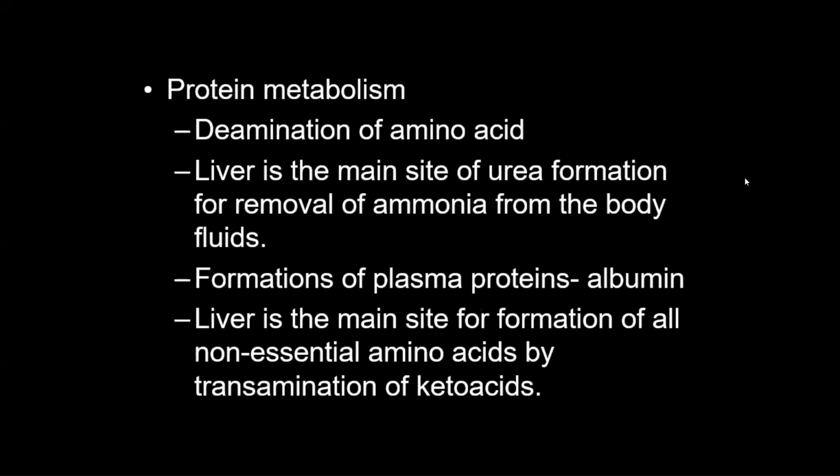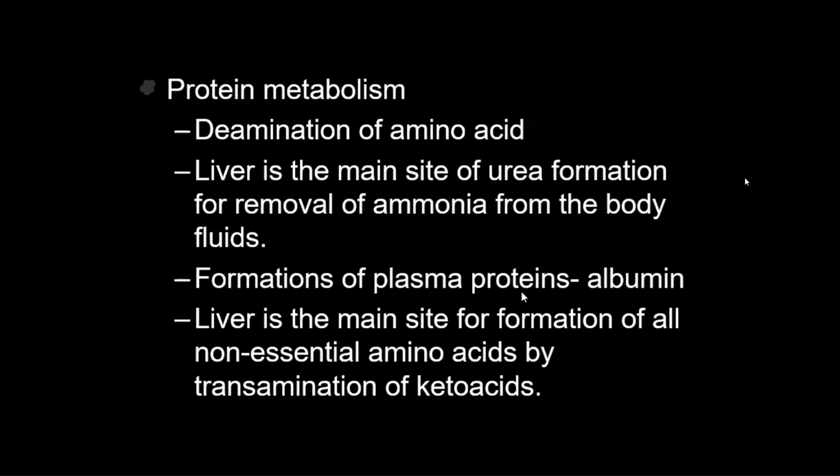And protein metabolism: deamination of amino acid. Deamination means removal of one amino group from amino acids. The liver is the main site of urea formation for removal of ammonia from the body, because ammonia is a toxic substance. That ammonia is converted into a water-soluble, non-toxic substance, that is urea. And this urea is synthesized by the liver.